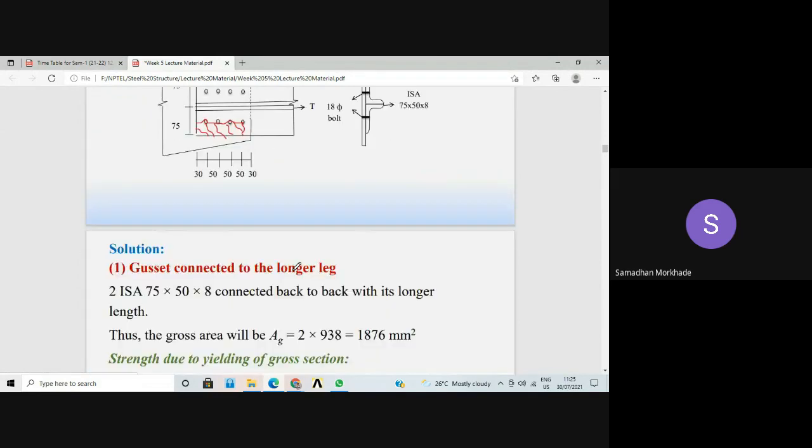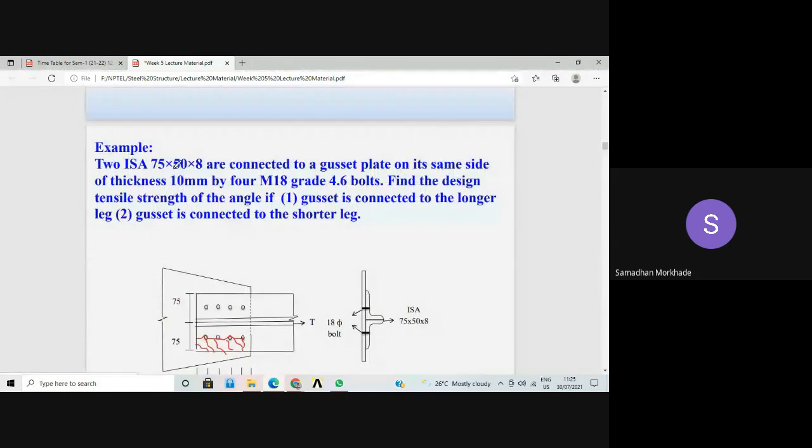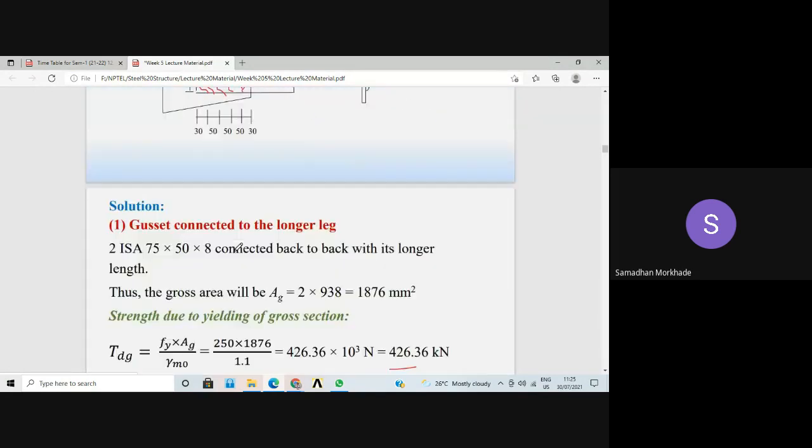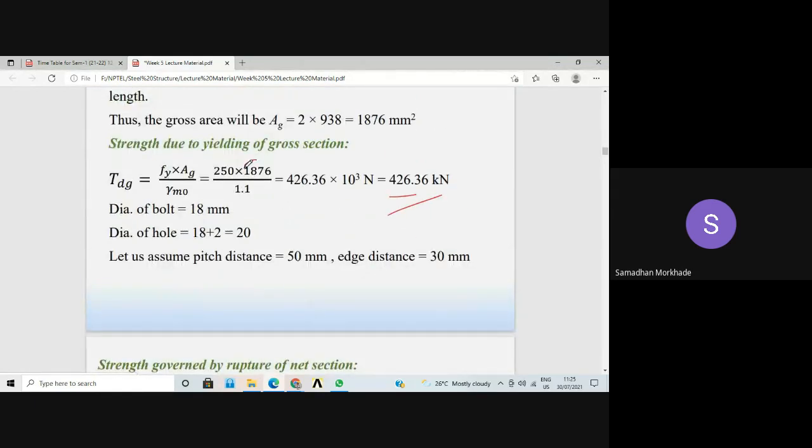And we have calculated this TDG. The angle was given as 2 ISA. Whatever criteria and formulation we discussed for the single angle section, we calculated this capacity for the single angle section and multiplied by 2. That gives the design strength for the double angle section. So this is the TDG for the double angle sections. Here the area we have multiplied by 2. How to calculate the area for the angle sections? We can calculate it using our formula, that is, L1 minus T by 2 into T.